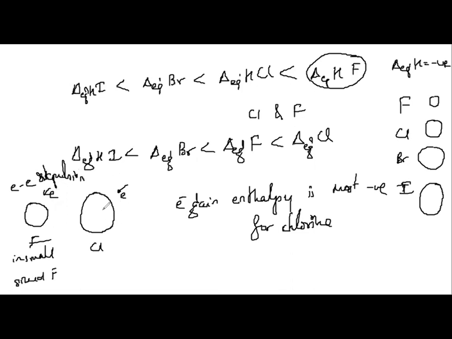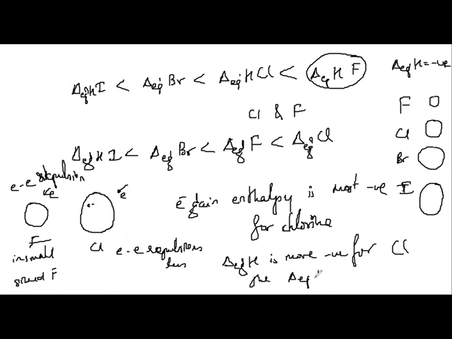Whereas in the case of chlorine, since chlorine has a slightly larger atomic size than fluorine, there will be less electron-electron repulsion. Electron-electron repulsions will be quite less. Therefore, the electron will be gained very easily. So I say electron gain enthalpy is more negative for chlorine than for fluorine. That is also negative only, but it is less negative than chlorine. So this is not correctly matched.